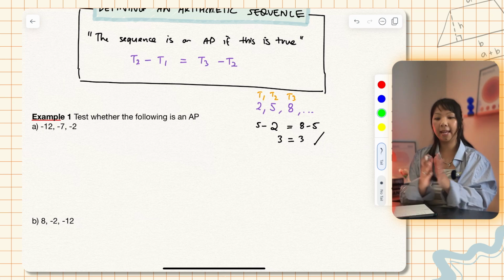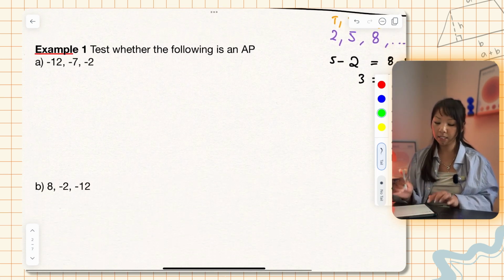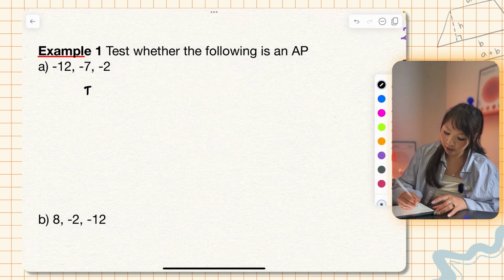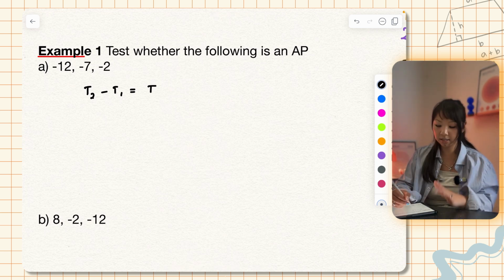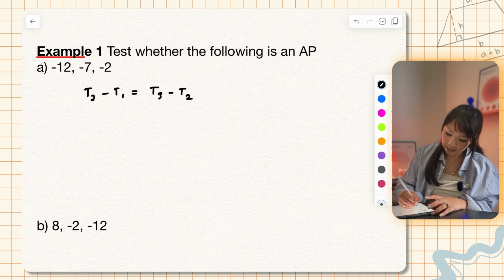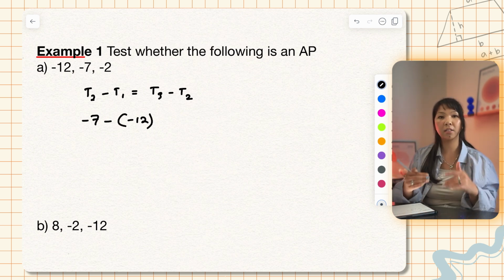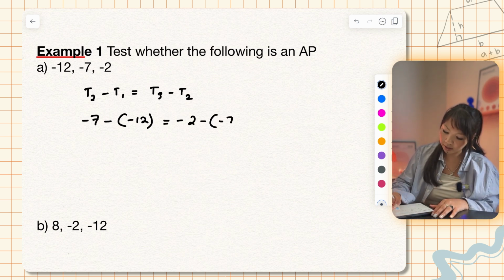So now let's go ahead and apply this formula with some problems. Example 1: test whether the following is an arithmetic progression. When you write down the formula, the order is actually important. It has to be the larger term minus the smaller term before it. So T2 minus T1 equals T3 minus T2. So we're going to get T2 is -7, T1 is -12, but there's already a negative in the problem, so be careful. We're going to put it in brackets, so it's minus bracket -12, and this is going to be equal to -2 minus -7.